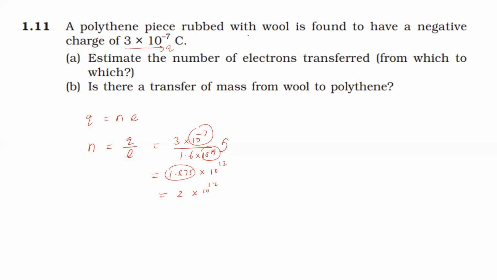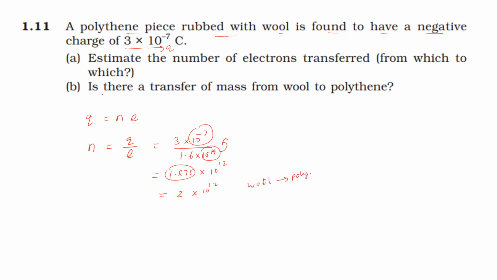Now the question says that the polythene rubbed with wool is found to have a negative charge. That means here electrons must flow from wool to polythene. It is given that the polythene piece has a negative charge. That means the polythene piece would have acquired electrons. That means electrons might be transferred from wool to polythene. So electrons are transferred from wool to polythene.